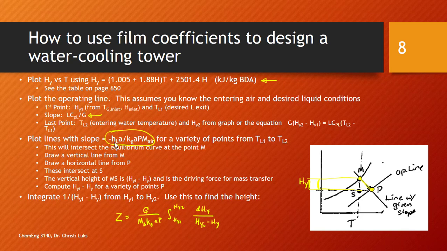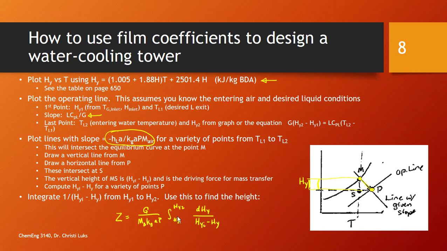If you look at this, these are going to intersect the equilibrium curve at the point M over here. And this is going to be H sub Y at the interface. This is H sub Y on the operating line. And that vertical distance between these is going to be our driving force. We're going to need to integrate that with changes in H sub Y. So break this line up into even partitions and draw these lines, and then you can integrate numerically.